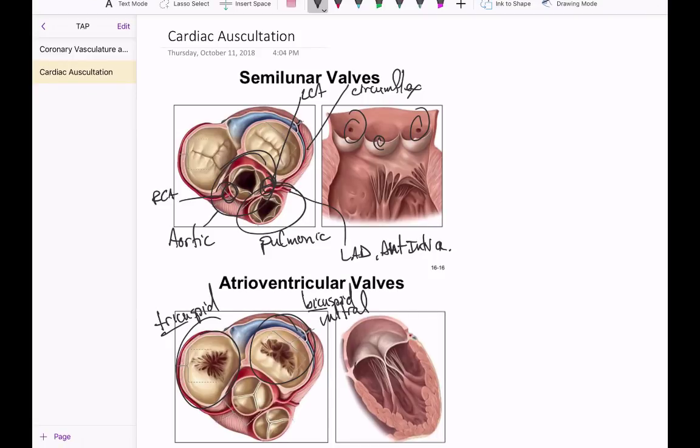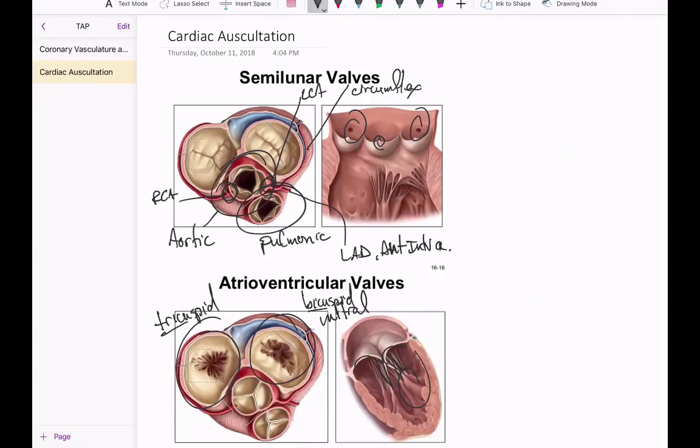They have this nice leaflet-looking structure, which are really flimsy, and then they're tethered down by these chordae tendineae to the papillary muscles. The analogy I like to use is that the papillary muscles act as muscle men, which are holding the kite strings to keep the kite from flying away as blood is trying to forcefully go back through the way it came. In other words, regurgitate back into the atria. And these valves prevent that from happening.